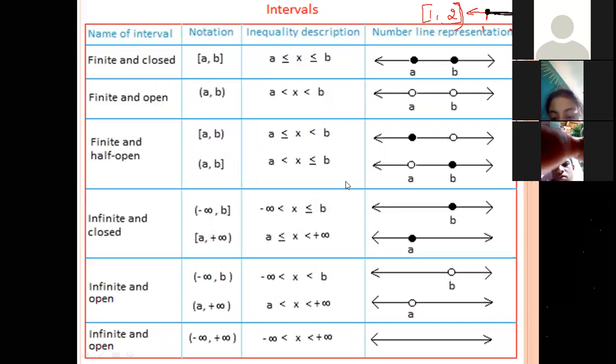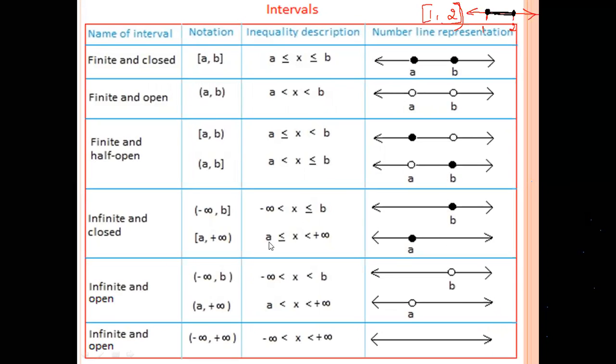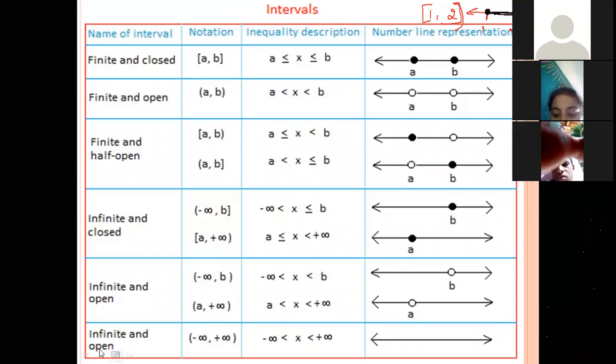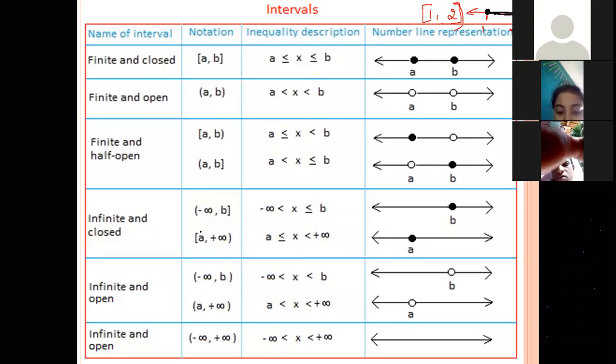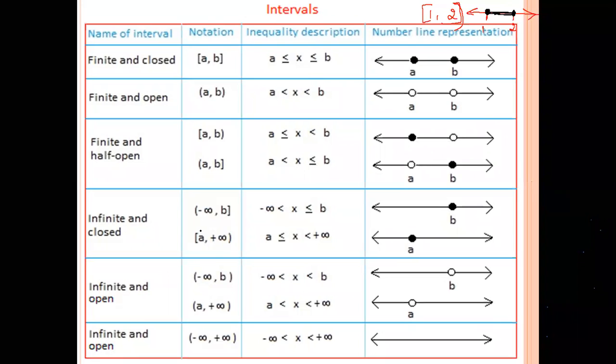So this is how you represent it. Now here, if you see, there is infinite and closed. Okay, there is something called infinite and closed. So what do you mean by this? Out of 2 points, one of the points will be an infinity. It can be minus infinity or it can be plus infinity.